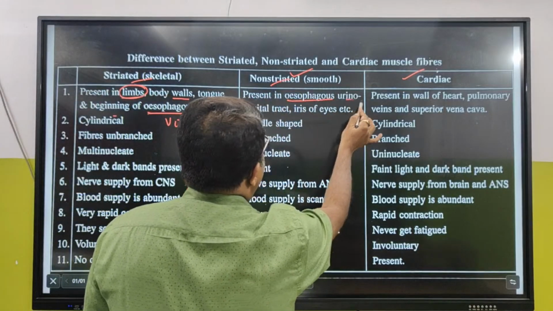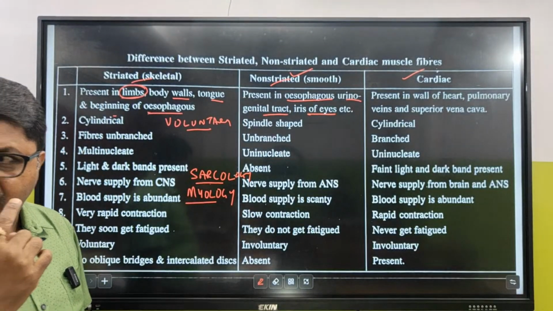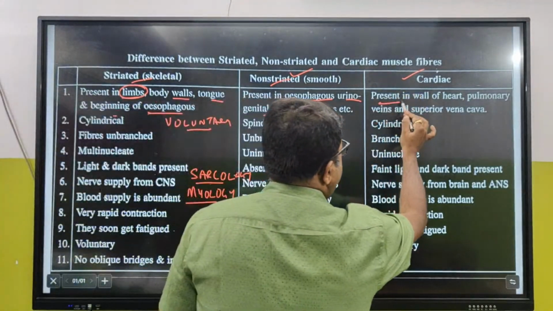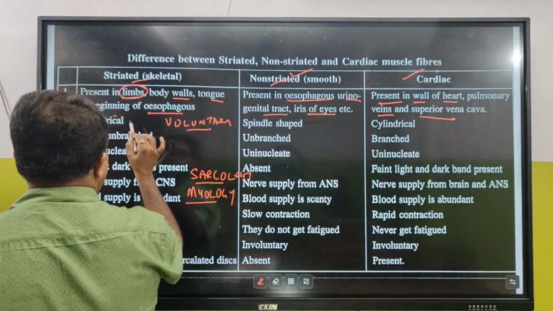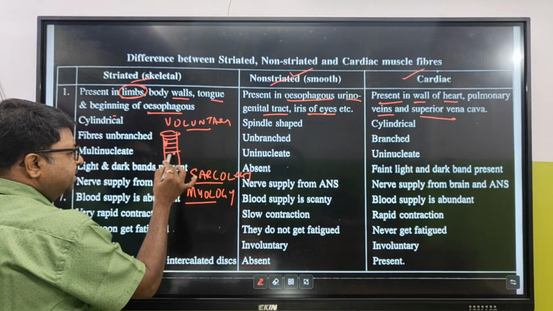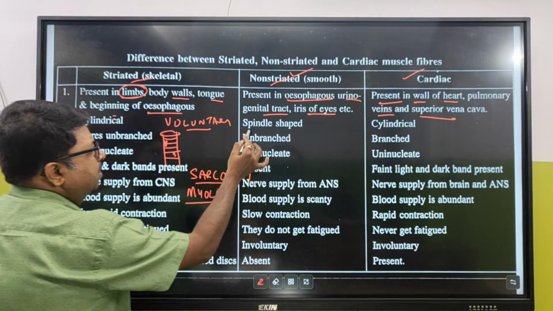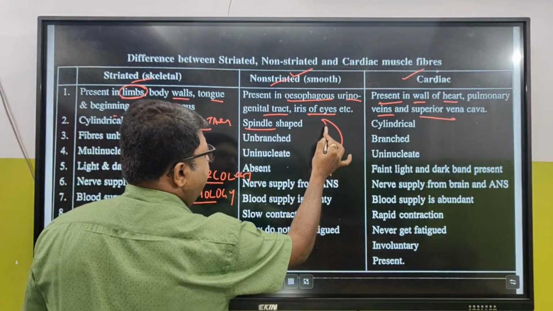Non-striated muscles are present in the esophagus, urogenital tract, and iris of the eyes. They are smooth muscles, involuntary muscles. Cardiac muscles are present in the wall of the heart, pulmonary veins, and superior vena cava. They are cylindrical and multinucleated, mind you. They have stripes. Smooth muscles are spindle-shaped, having tapering ends.